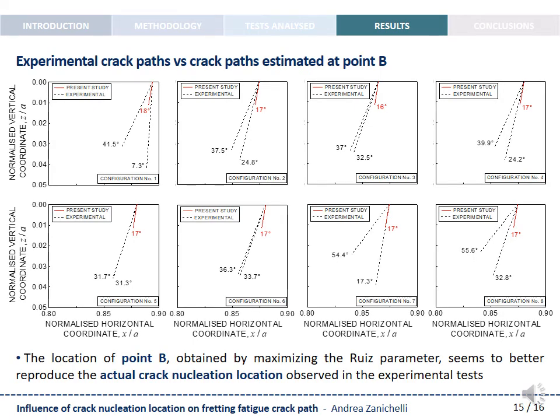In the present slide, the crack path orientations estimated in correspondence of point B are compared to the maximum and the minimum values of the crack path orientation observed during the experimental campaign for each loading configuration. It is important to highlight that point B, obtained by maximizing the width parameter, seems to be a good candidate for the crack nucleation location. In fact, better estimations in terms of crack orientation are obtained by means of the methodology employed in the present paper when point B is considered instead of point A. Moreover, the location of point B seems to better reproduce the actual crack nucleation location observed in the experimental tests.